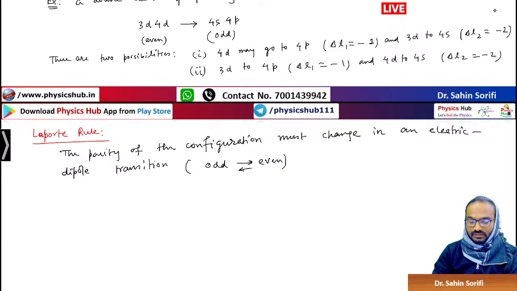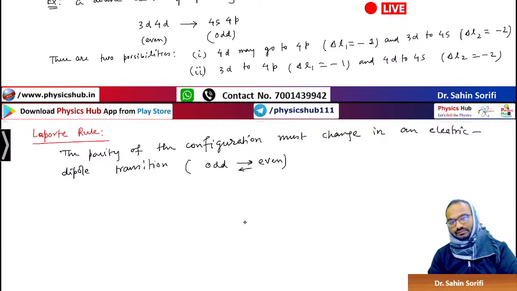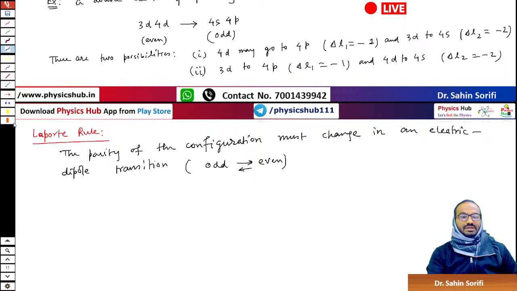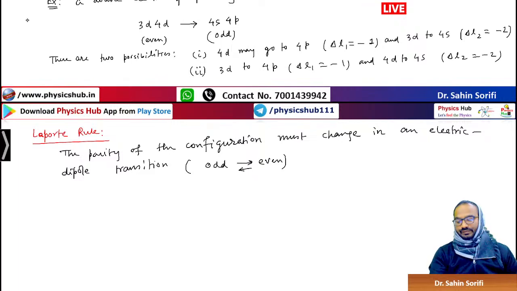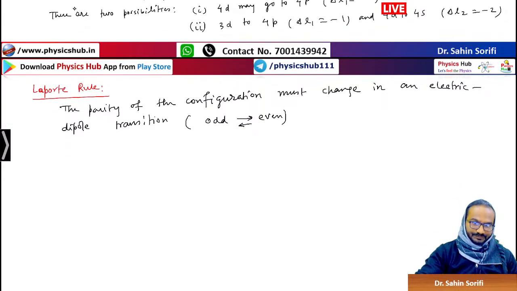In which section? Part B or C? Part C. Atomic questions will not come in part B. Atomic questions will come in part C only. 5 marks.